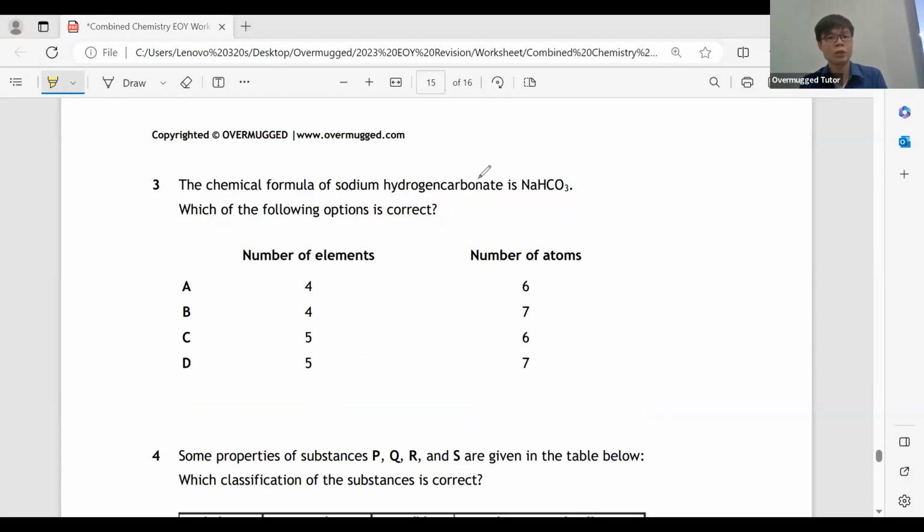How many building blocks do you need to build this? That's the number of atoms. Elements is how many capital letters do you see? So you see 1, 2, 3, 4. How many balls do you need to build this thing? You will need 1 Na, 1 H, 1 C, so total here 3 already. And you need 3 oxygen, so 6. So just count on it.